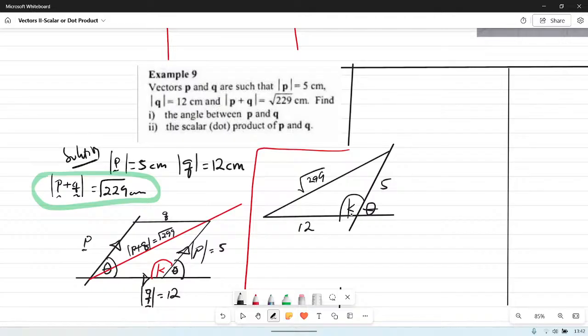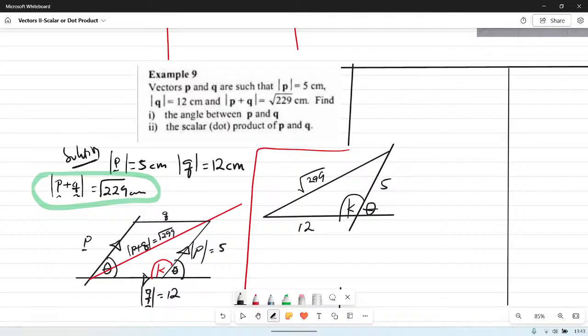If I'm able to find k, I'll use angles on a straight line sum up to 180, and I'll make theta the same. Maybe if k is 20 or something, then 180 minus 20 becomes 160. Then the value of theta is known. Theta is the angle between P and Q. You are supposed to find theta, not k. But k will help you find theta because of the placement of k. Are we okay?